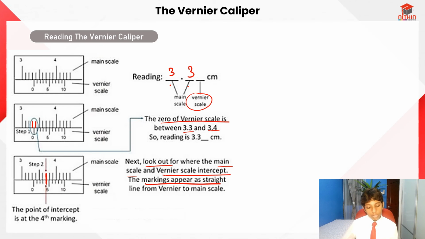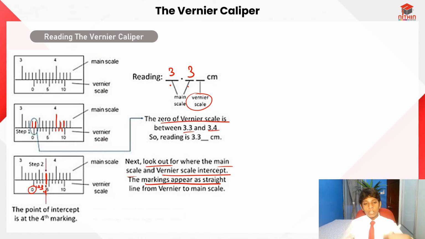So really straight. It can look straight, but sometimes it's actually not straight, very hard to see. So from where it intercepts, on the vernier scale we actually need to count. So 0, 1, 2, 3 and 4. So the line intercepts on 4.